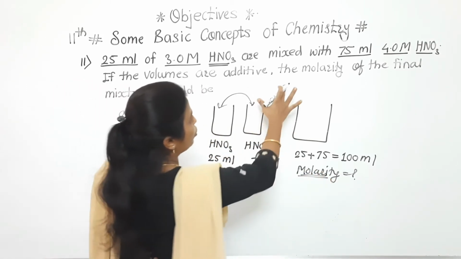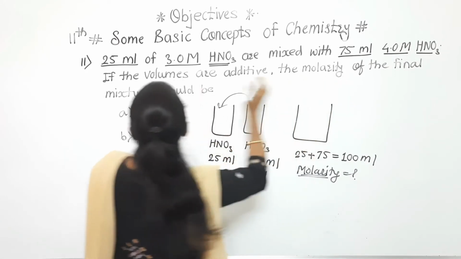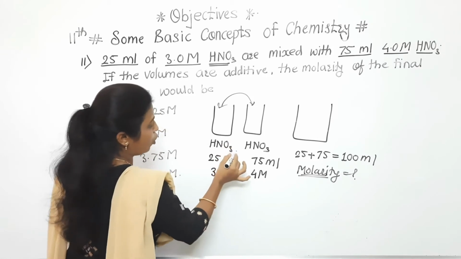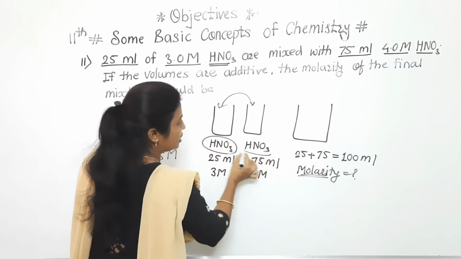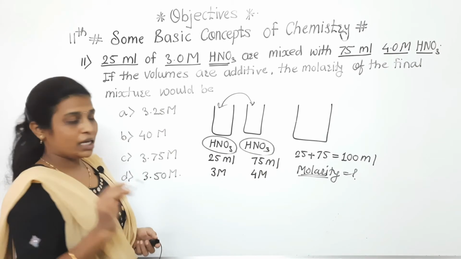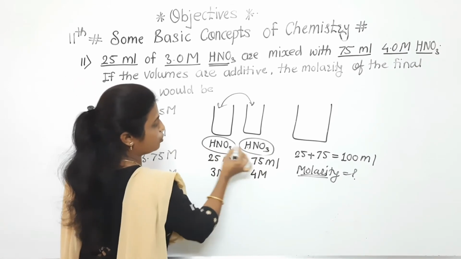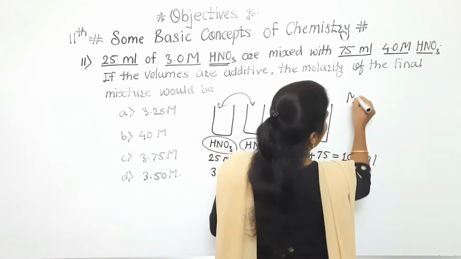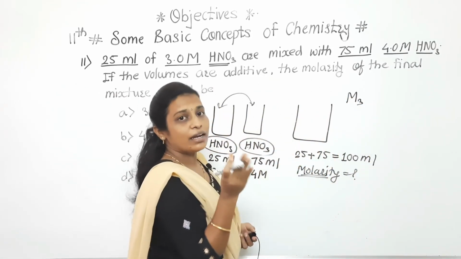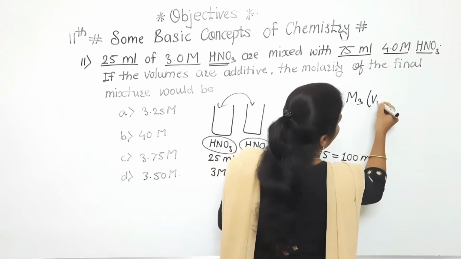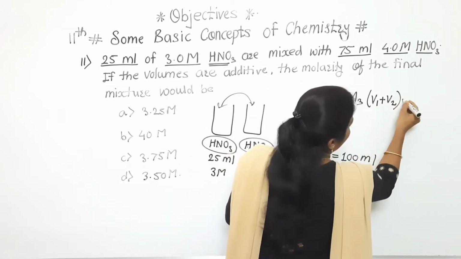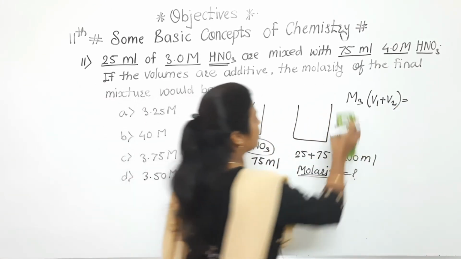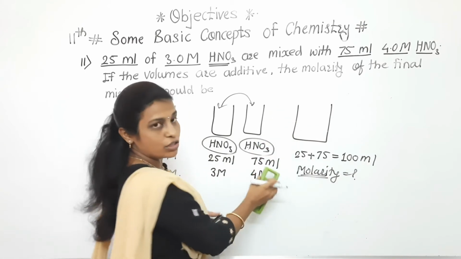So for that, we have to find the molarity of the final mixture. The simple thing is that first we have to observe whether the given solutions are of the same substance or not. Here both solutions are HNO3. So we use a simple formula, where M3 is the molarity of the mixture, with volume V1 plus V2. Hope everyone understood this part.